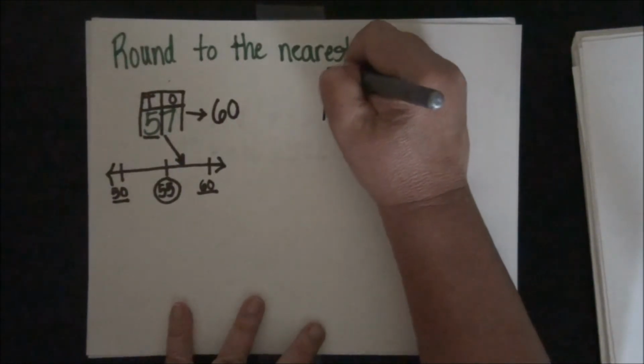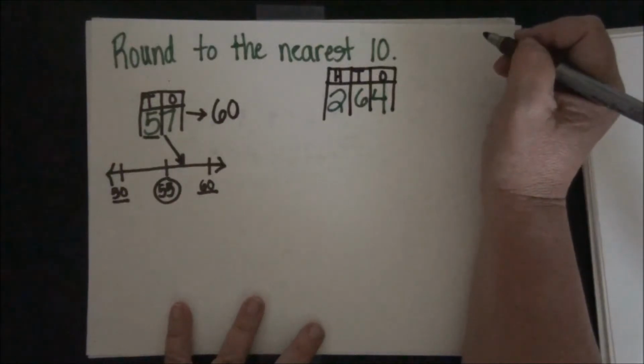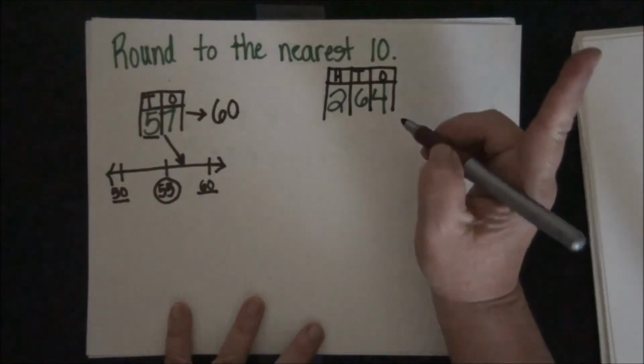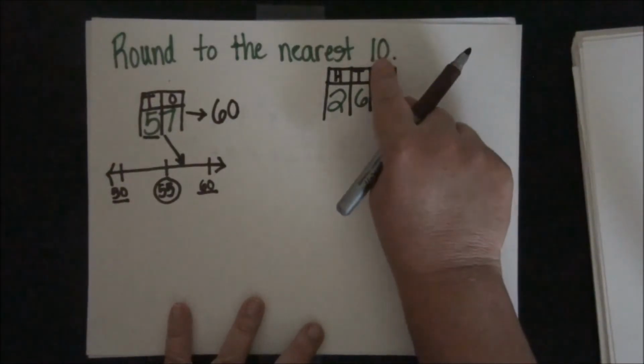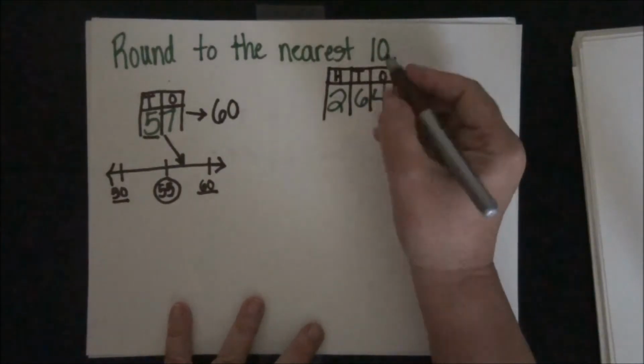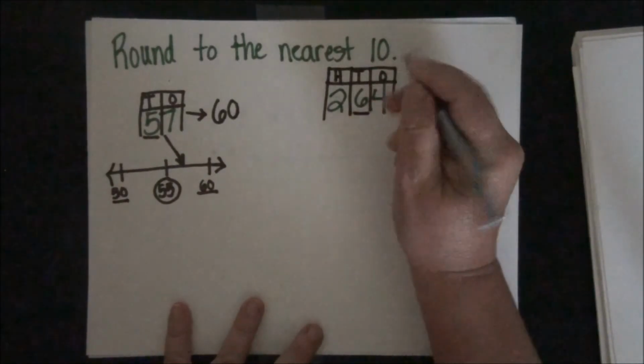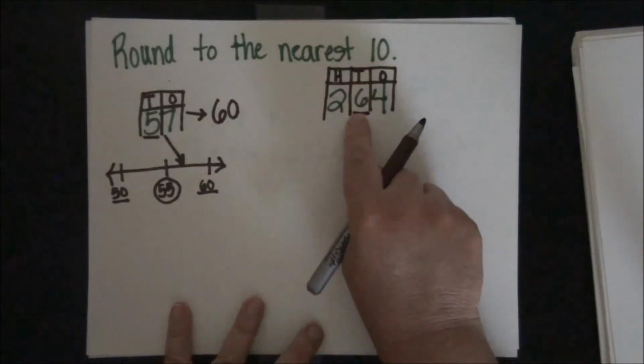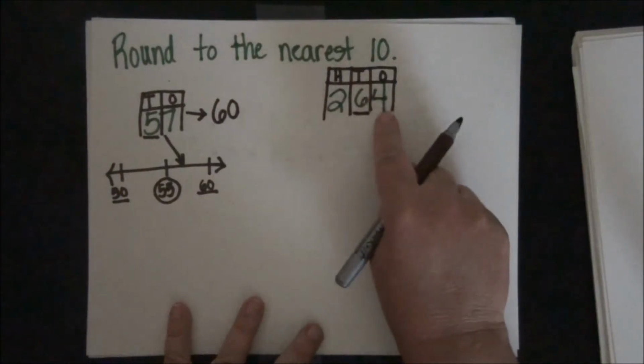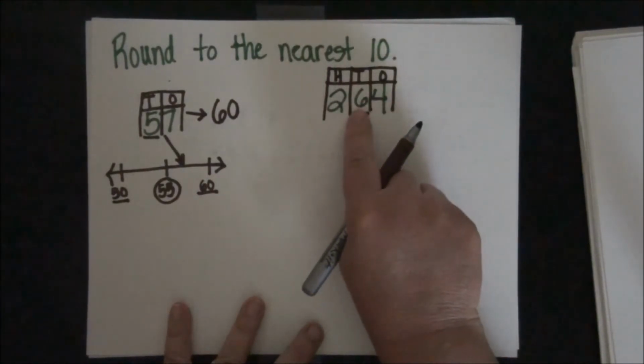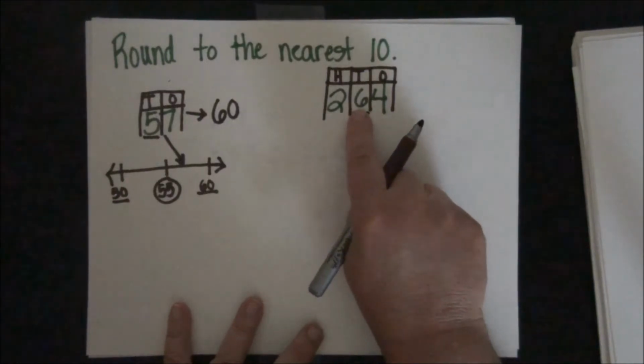Ones, tens, hundreds. Okay? I'm going to identify what I'm rounding to. It says to the nearest 10. So I'm going to underline the digit that's in the tens place. I don't care about this right now. Don't care about this right now. I just want the digit that's in the tens place.